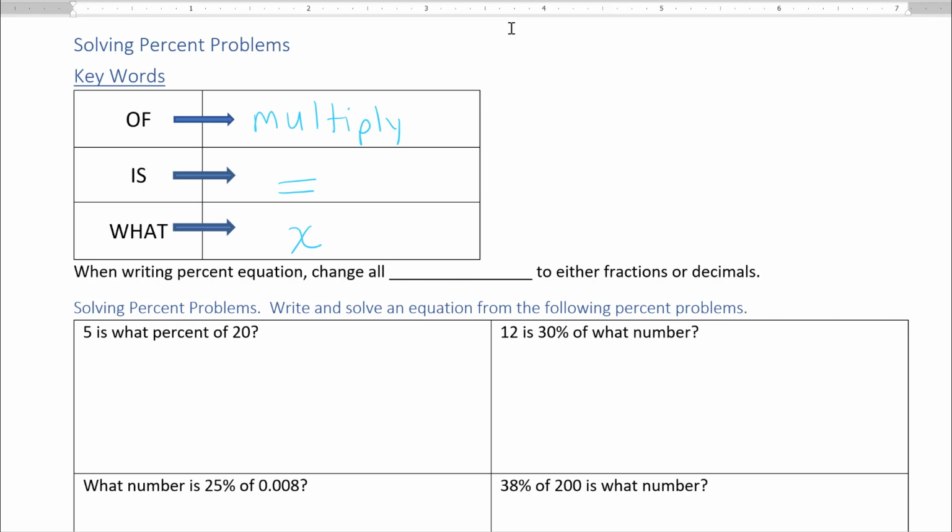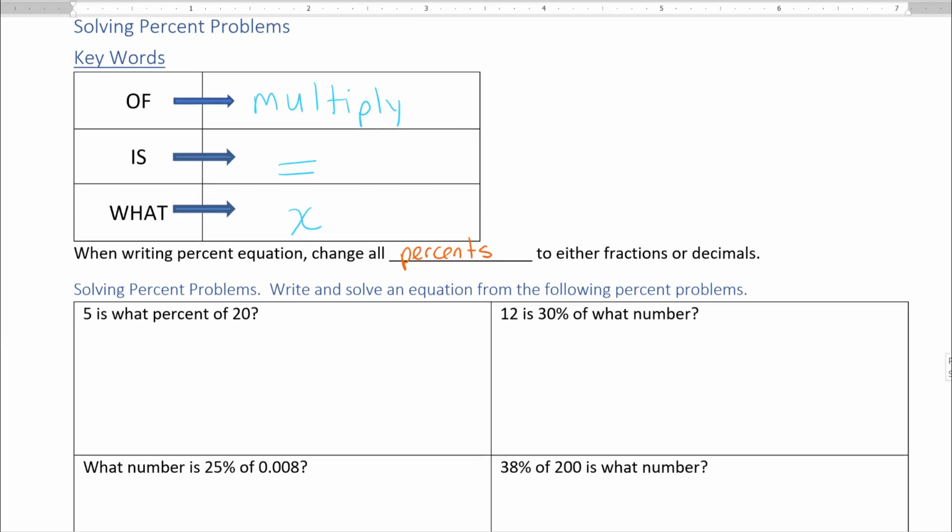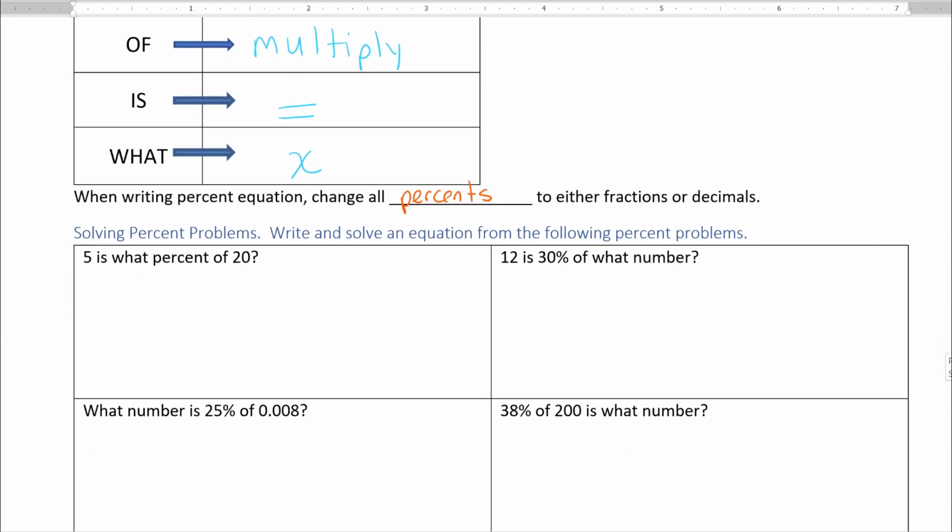Now, when you are writing percent equations, you need to change all of your percentages to either fractions or decimals. We'll probably use decimals since that's what we've been doing in this lesson. So our first problem says: 5 is what percent of 20?